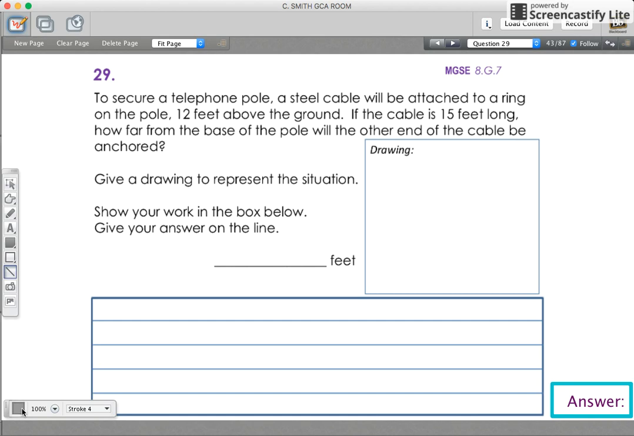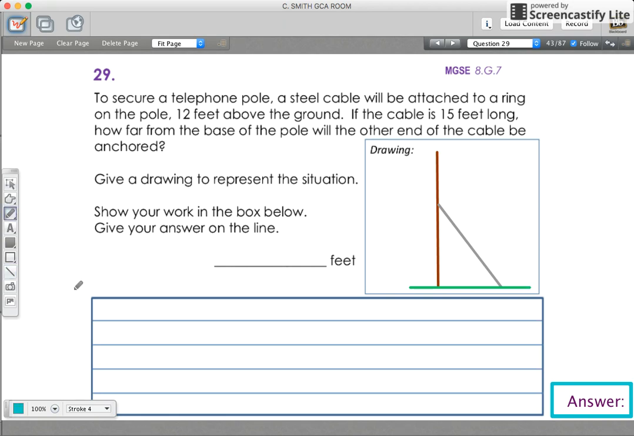Okay, so let's draw our situation out. So we've got a telephone pole. That's where we're going to start. Okay, a steel cable is going to be attached to it. It's 12 feet above the ground, okay? And the cable is 15 feet long, all right? And then it wants us to find out how far from the base of the pole can the other end of the cable be anchored. So what we're looking for is we want to know on the ground here, how far is the distance between the base of the telephone pole and the base of the cable.